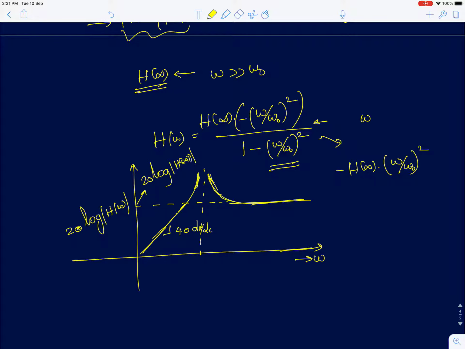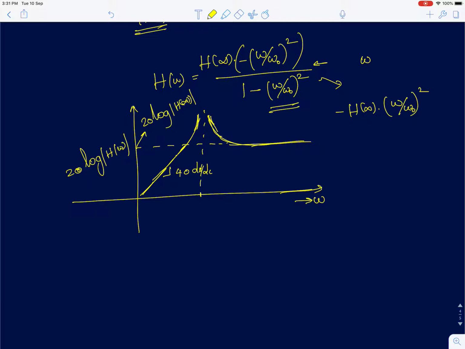So this is the frequency response for a lossless second order high pass system. And if you want to plot the phase response, for small values of omega the phase is actually minus 180 degrees.